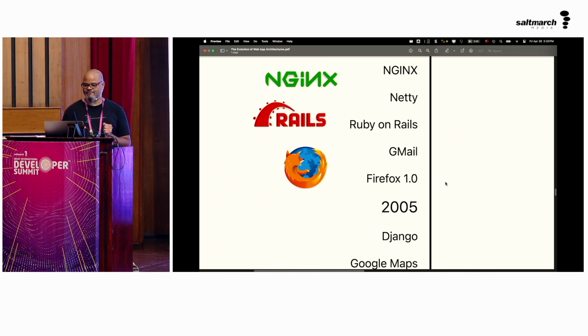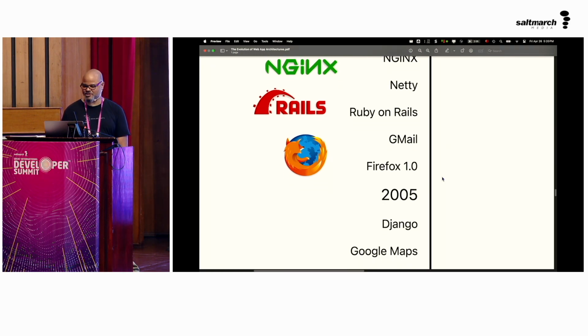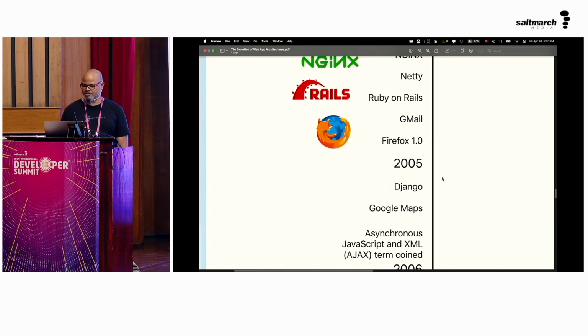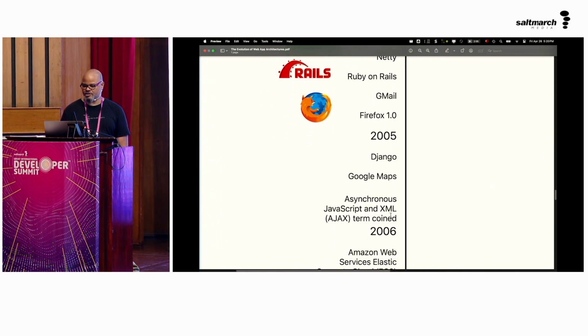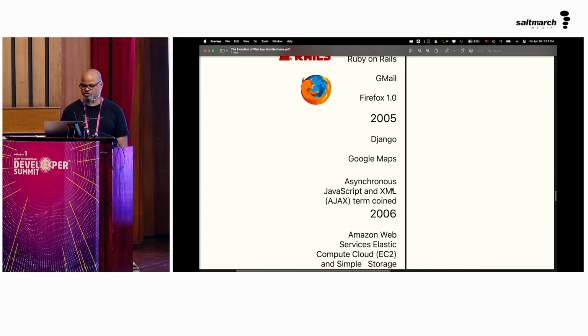This is also when Firefox 1.0 came out, because Netscape has died by this point. And Firefox is essentially the new version, the open source version of Netscape. We also get, in 2005, Django, for another server-side web framework, Google Maps, as I mentioned. This is actually when the AJAX term is coined, okay?